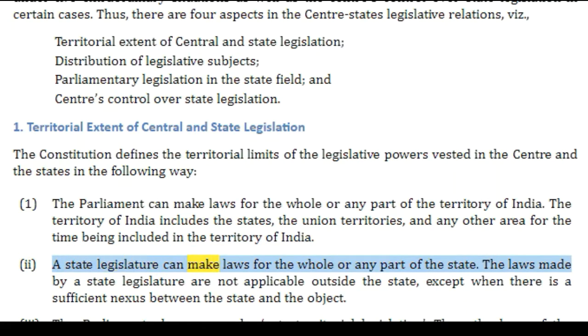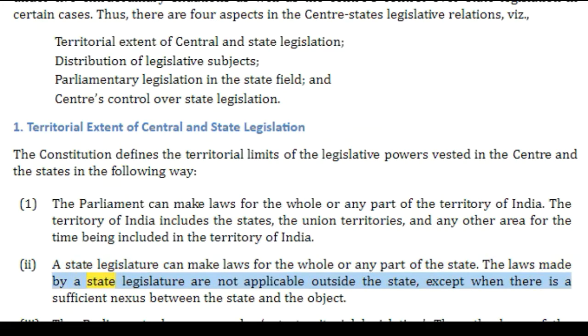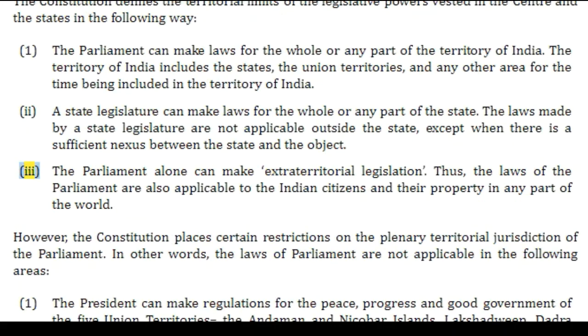2. A state legislature can make laws for the whole or any part of the state. The laws made by a state legislature are not applicable outside the state, except when there is a sufficient nexus between the state and the object. 3. The Parliament alone can make extraterritorial legislation. Thus, the laws of the Parliament are also applicable to the Indian citizens and their property in any part of the world. However, the Constitution places certain restrictions on the plenary territorial jurisdiction of the Parliament.